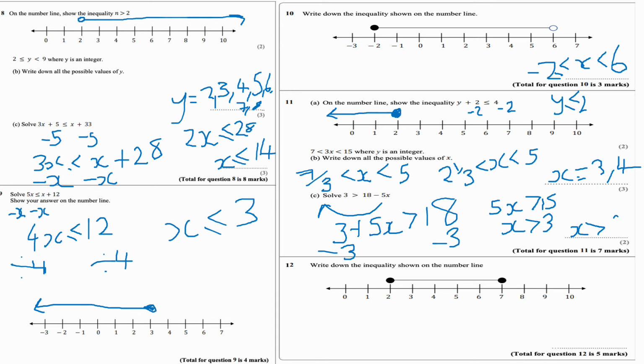This is question number 12. Write down the inequality shown on this number line. So it's 2 shaded in circles. So it's going to be 2 is less than or equal to x, and that's less than or equal to 7. Okay, so it's bigger than or equal to 2, but less than or equal to 7.